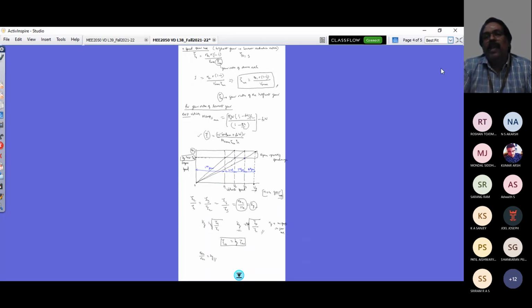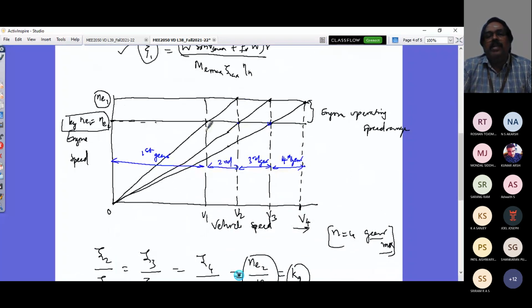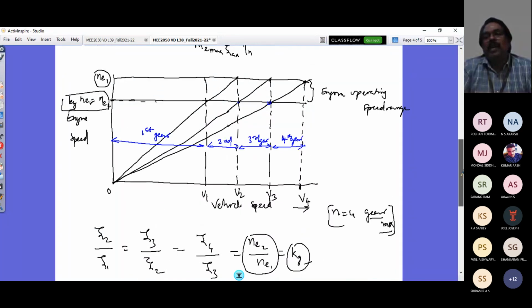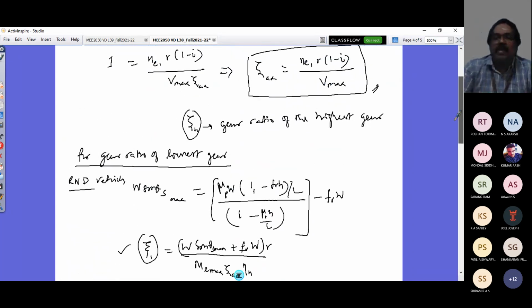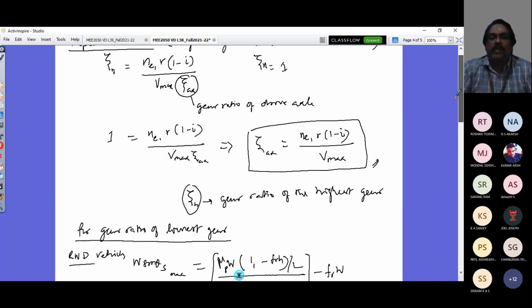Whichever gear is in operation, the vehicle speed may vary, no matter, but the engine operating speed should be in the same range, and that is decided by a geometric progression with the ratio called kg. With this basis, we were able to understand how the gears are designed in a gearbox of a manual transmission system.